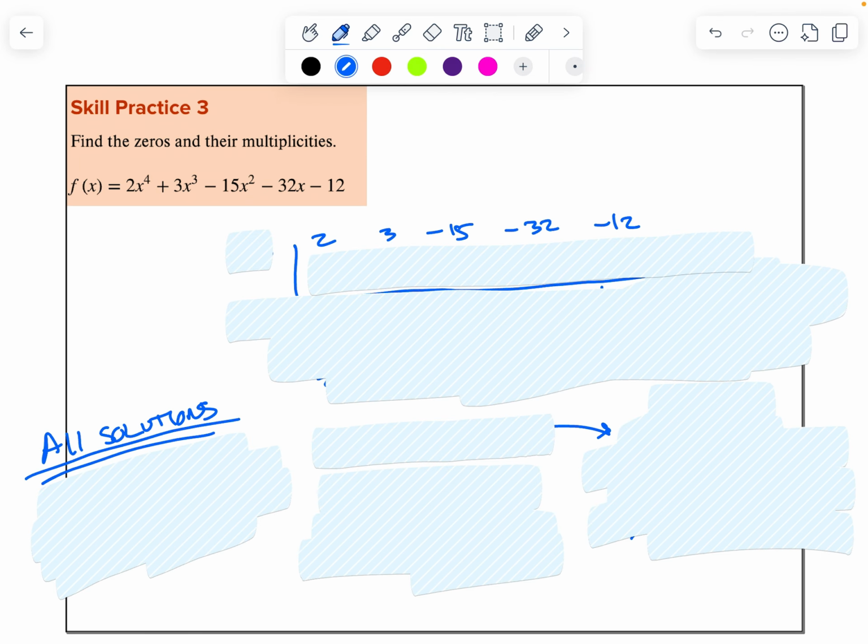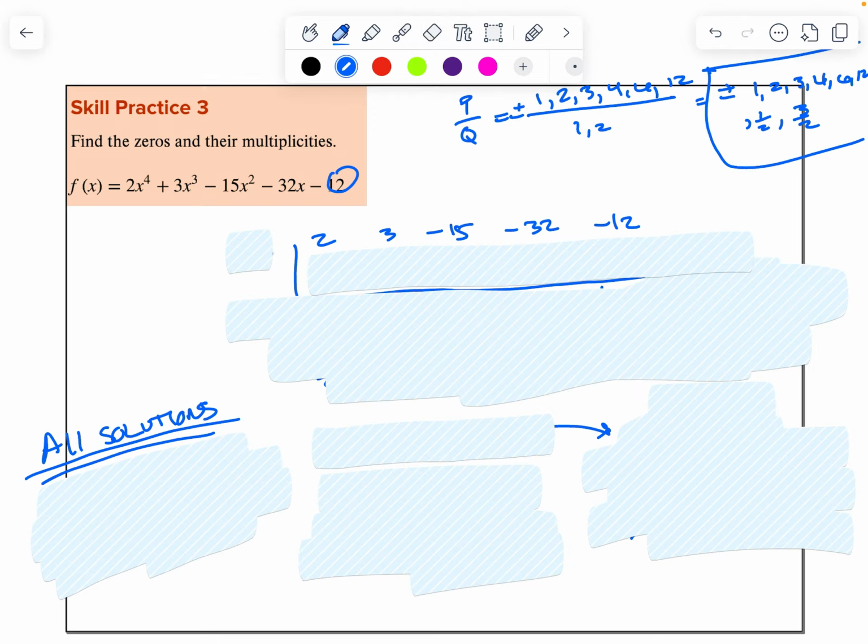Try and find all the solutions. Here, the numbers that you're attempting are positive or negative 1, 2, 3, 4, 6, 12. Those all will divide 12 over 1, 2. So you're looking at things like 1, 2, 3, 4, 6, 12, 1/2, 3/2. Those are all of your possible rational solutions, right? Positive or negative of any of those.